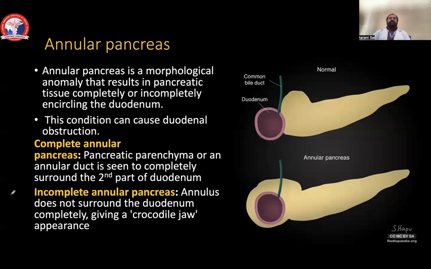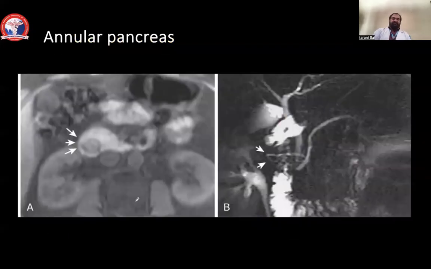Coming to the congenital anomalies, annular pancreas. It is a morphologic anomaly that results in pancreatic tissue completely or incompletely encircling the duodenum. This condition can cause duodenal obstruction. It is of two types: complete and incomplete. Complete annular pancreas, pancreatic parenchyma or an annular duct seen completely surrounding the duodenum. This one in the second image. Incomplete annular pancreas, the annulus does not surround the duodenum completely, giving rise to the crocodile jaw appearance.